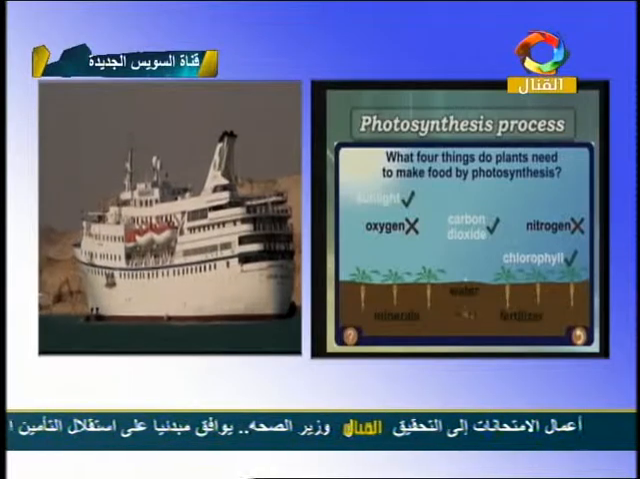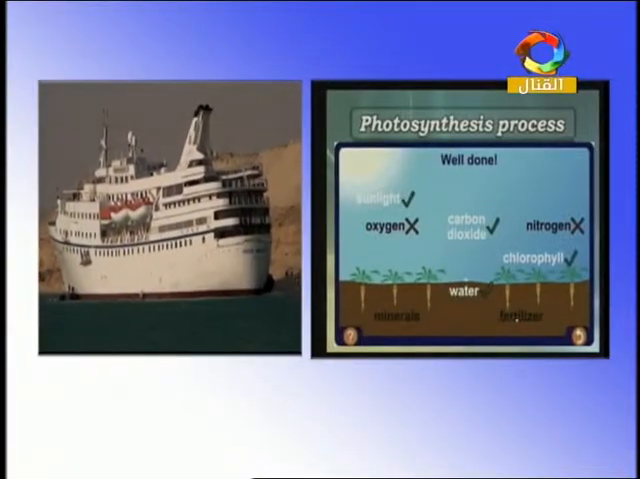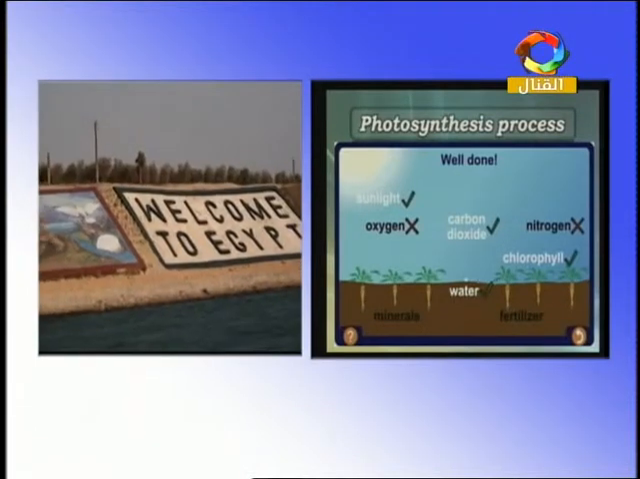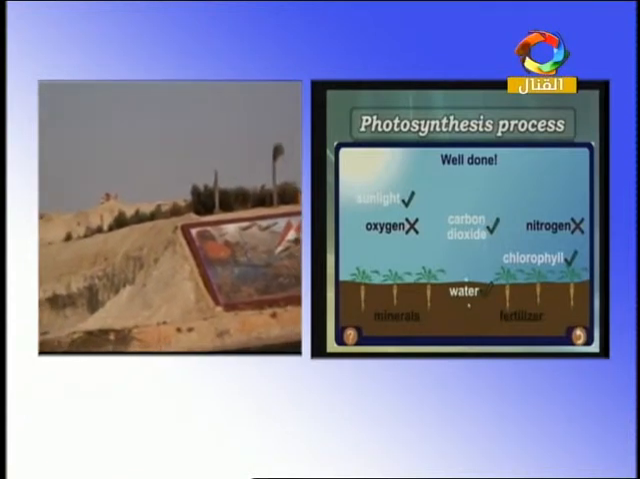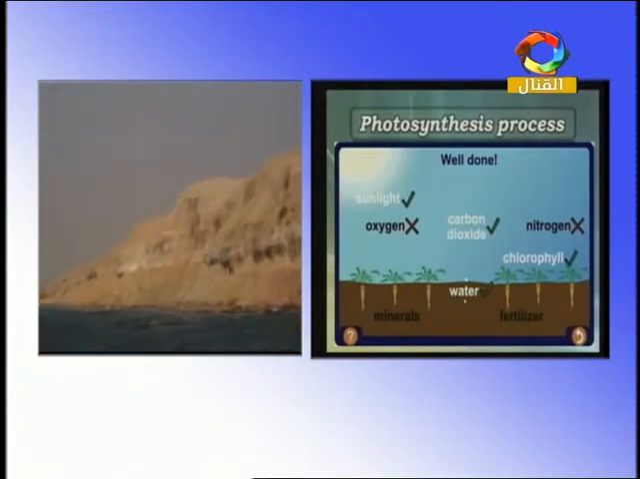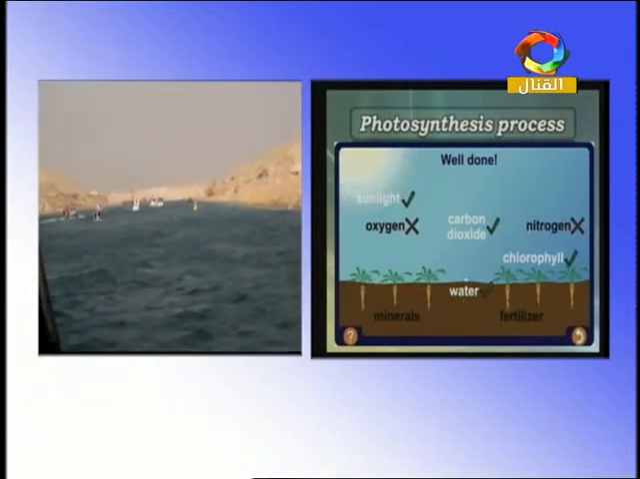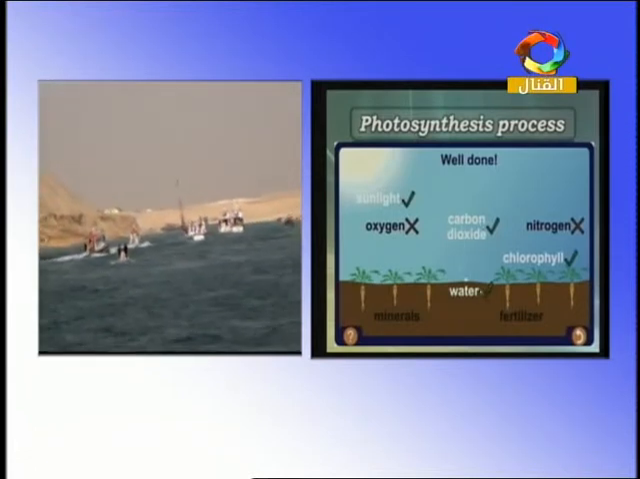After that, it needs water, right. It needs fertilizers? No. It needs minerals? No. So the plant makes the photosynthesis process by using sunlight, carbon dioxide, and chlorophyll in the presence of water.